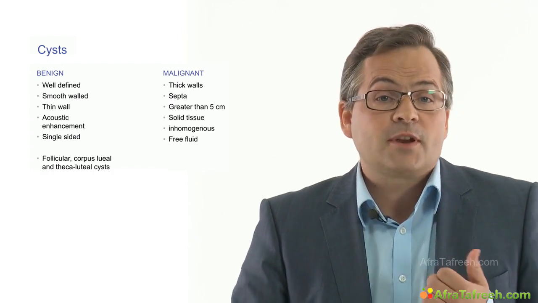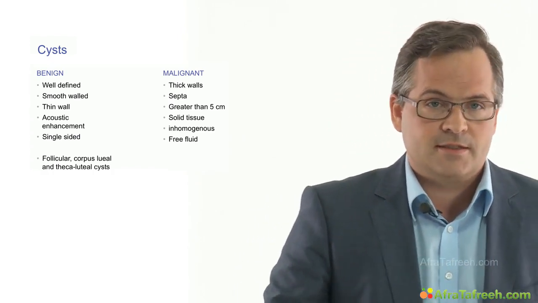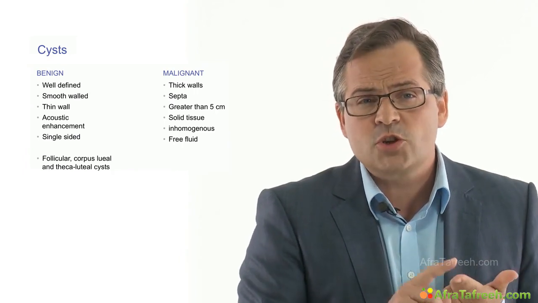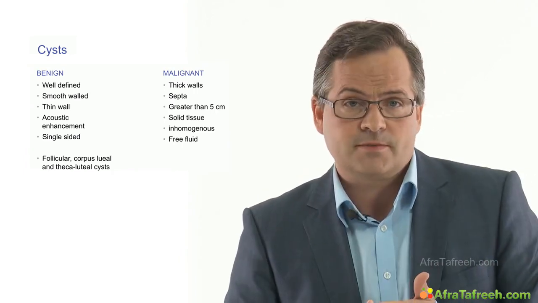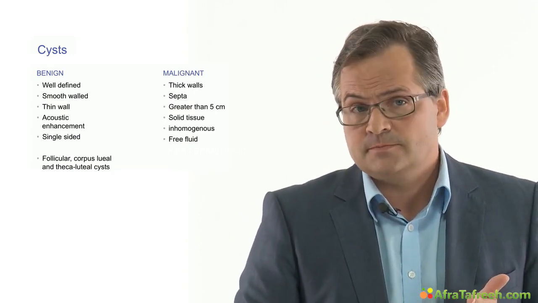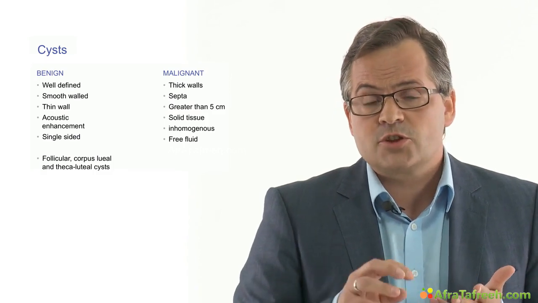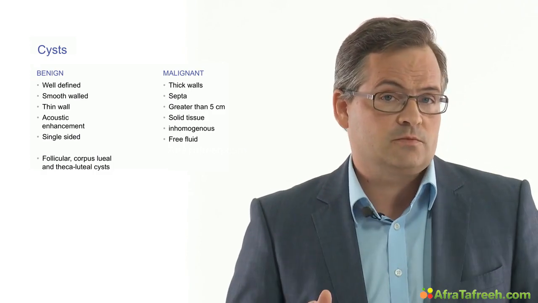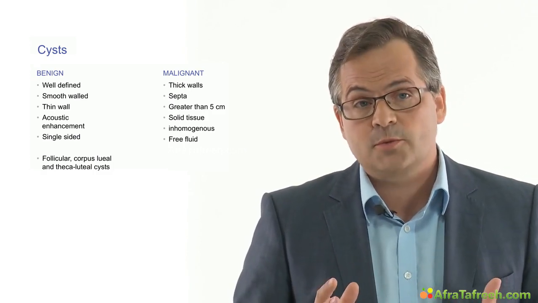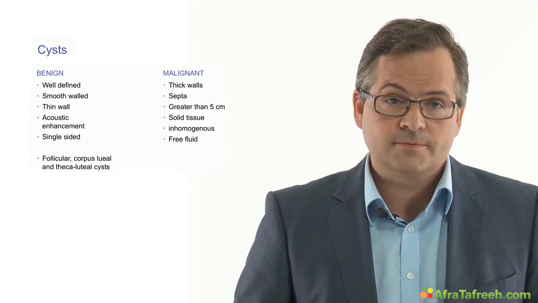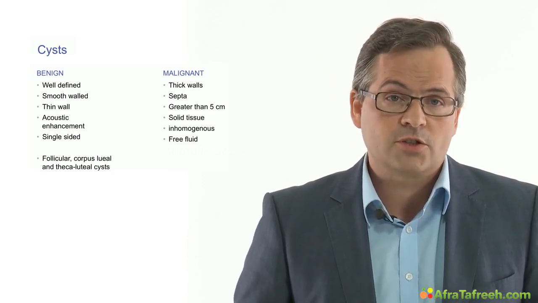However, there are some criteria which are indicative of a malignancy. Size more than 5 centimeters. Inhomogeneous cystic and solid parts. Vague forms. Large thick septa. Papillary solid tissue inside the cyst. And adhesions to the surrounding tissue. Also, free fluid in the abdomen would be a sign of malignancy. If cysts are detected, a differential gynecological diagnosis is absolutely essential.